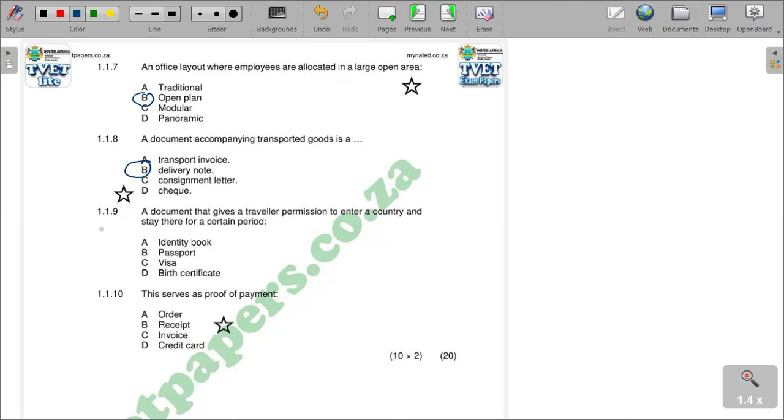1.19. A document that gives a traveler permission to enter a country and stay there for a certain period. That's what you call a visa. So let's go to 1.10. This serves as a proof of payment. A proof of payment is a receipt. A receipt serves as a proof of payment.